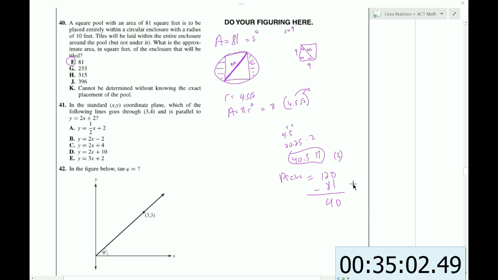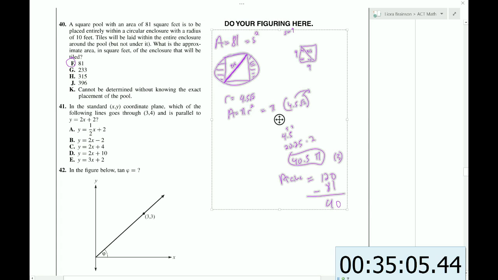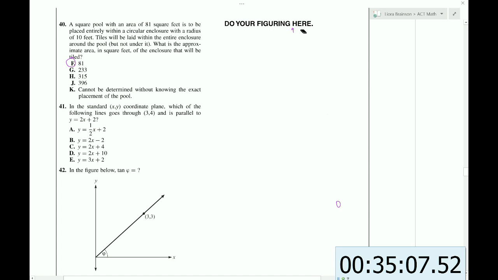Alright, so at this point, sometimes it's best to start over instead of trying to find the mistakes. And sometimes it's best to just move on to the next question. But anyway, let's read it again. A square pool with an area of 81 is to be placed entirely within a circular enclosure with a radius of 10 feet. Okay, this is the part I missed. So the square is going to be inside of here, a 9 by 9. So this area here is 81, right?